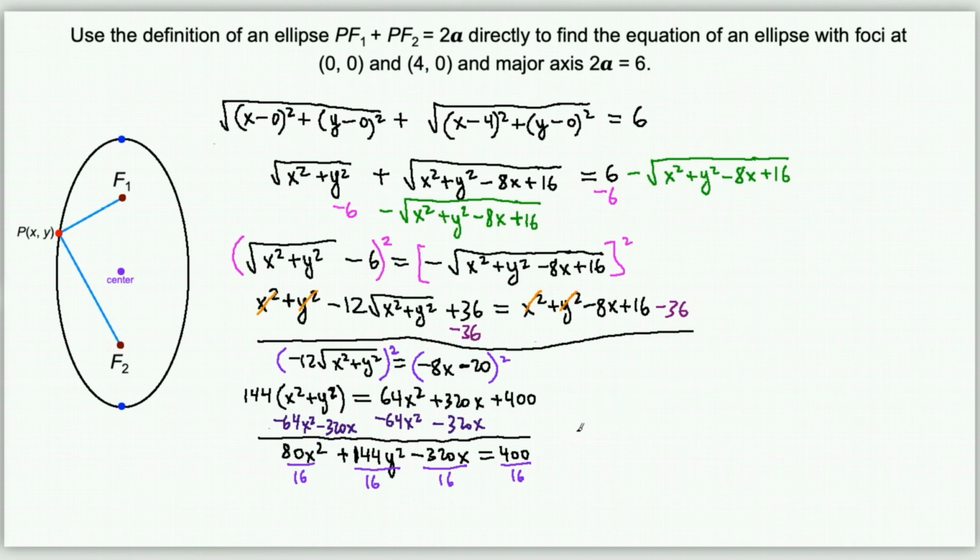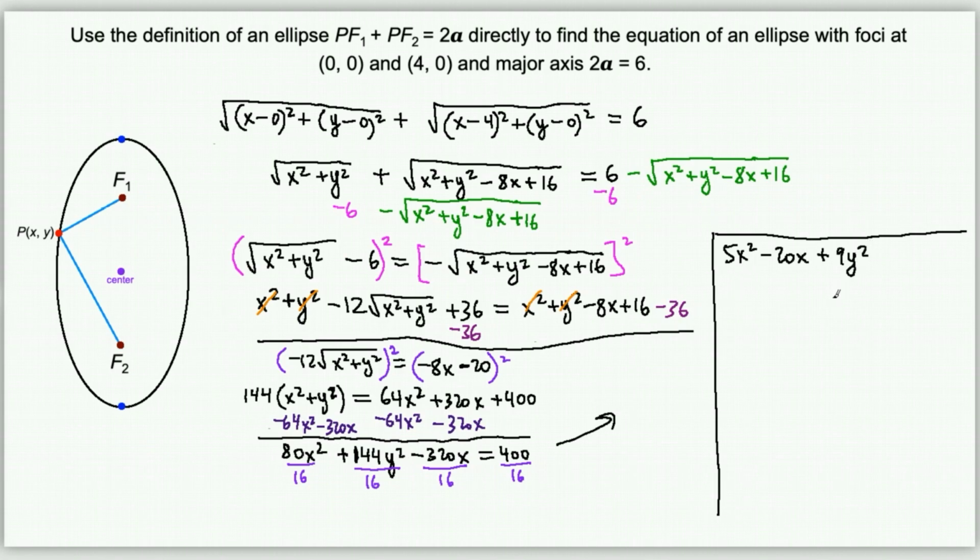So as a result, let's keep working in this section. So 80 divided by 16 is 5, right? So 5x squared. Let's write the x to the first power next. Negative 320 divided by 16 is going to be minus 20. 144 divided by 16 is 9, right? So 9y squared is equal to 400 divided by 16. I believe that's 25. Okay, so that's 25.